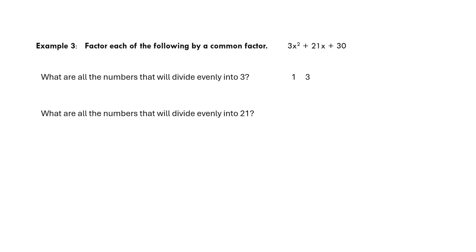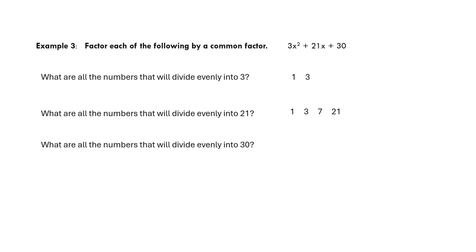Factor each of the following by a common factor. So, what are all the numbers that will divide evenly into 3? They are 1 and 3. What are all the numbers that will divide evenly into 21? They are 1, 3, 7, and 21.